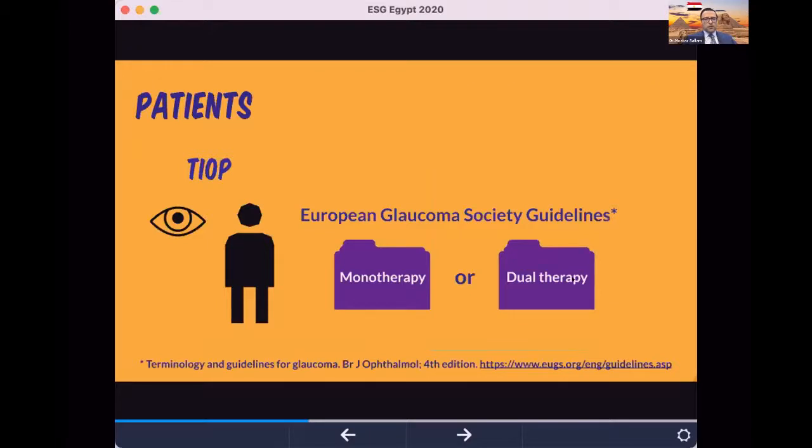The target intraocular pressure was determined for each eye of each patient according to the European Glaucoma Society guidelines, either by a monotherapy or a dual therapy. We used here a monotherapy of travoprost and a dual therapy of combined travoprost and timolol.